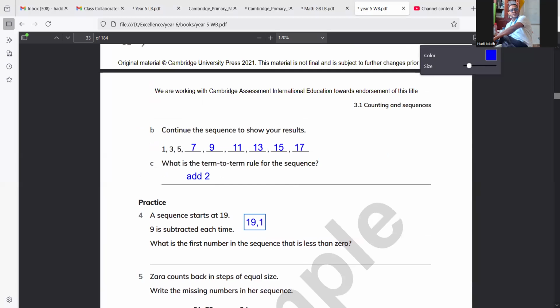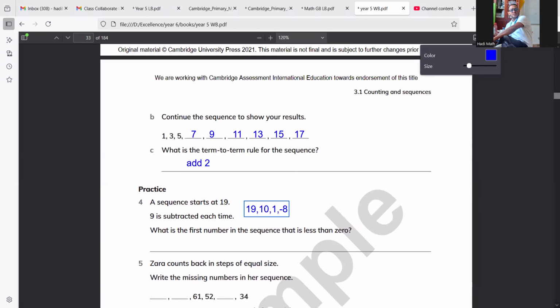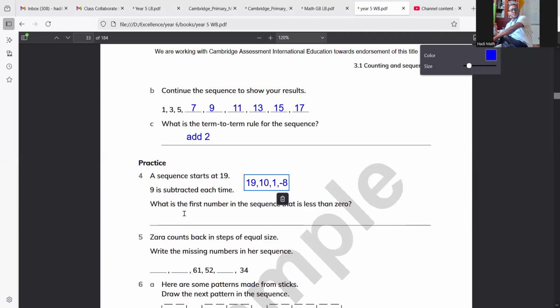19 minus 9 is equal to 10. 10 minus 9 is equal to 1. 1 minus 9 is equal to negative 8. So the first number less than 0 is what? It is negative 8.